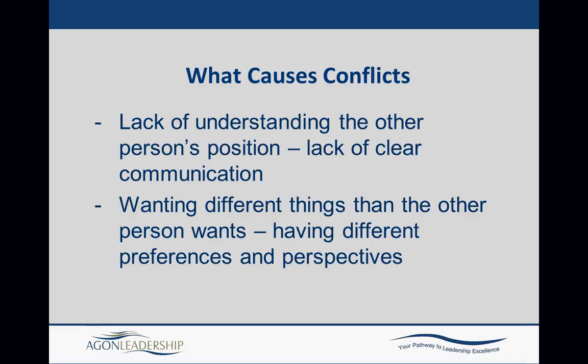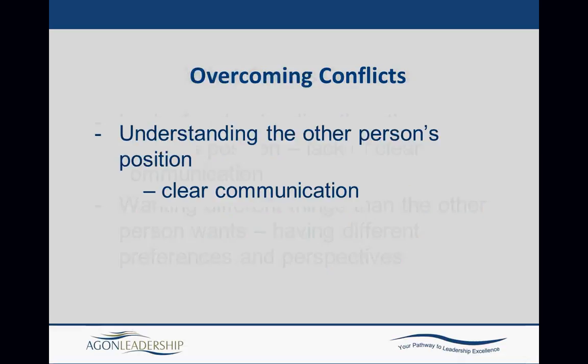And the second cause is that the other person's in a different place than we are. They have different preferences, different perspectives, and therefore their best option may be different than the best option from our perspective. First of all, we're going to explore understanding the other person's position. How can we have clear communication?